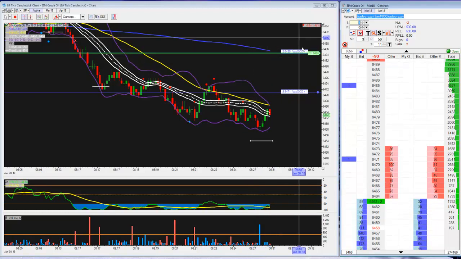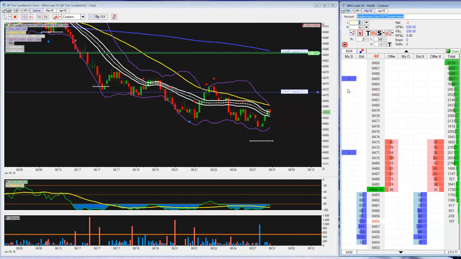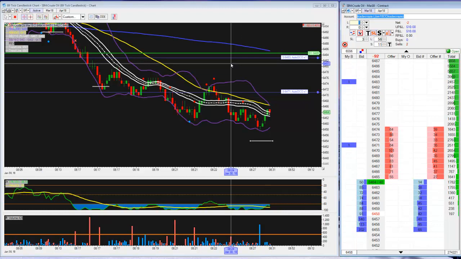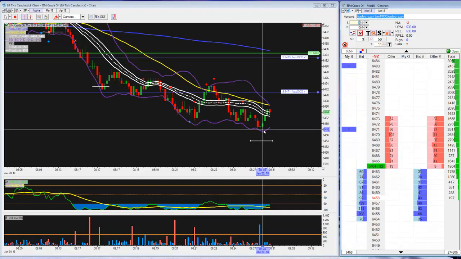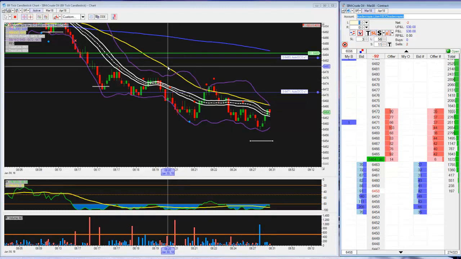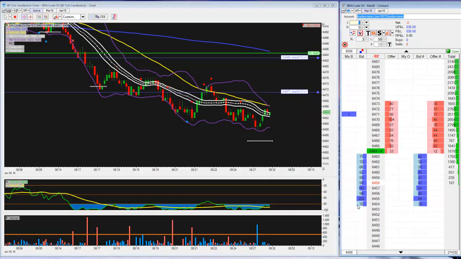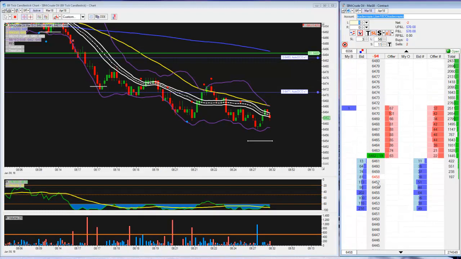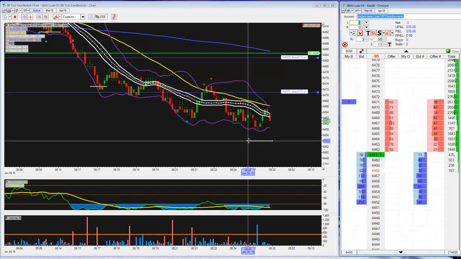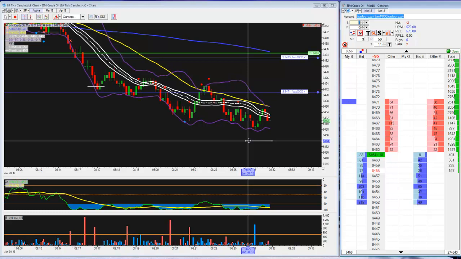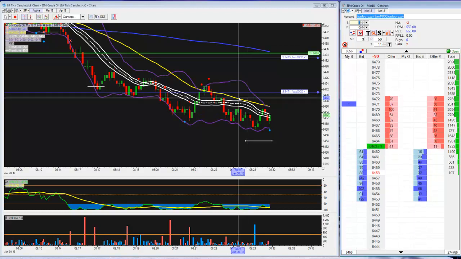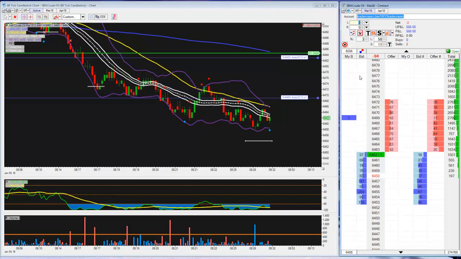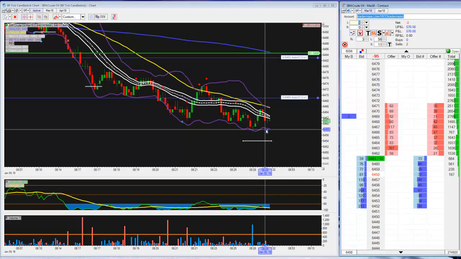Protecting S1 now. 54, then 36. 36 is where I'm looking to get one off, pretty close to it, within 10 ticks of it. Being very aggressive on one. Take as much as it'll give me.